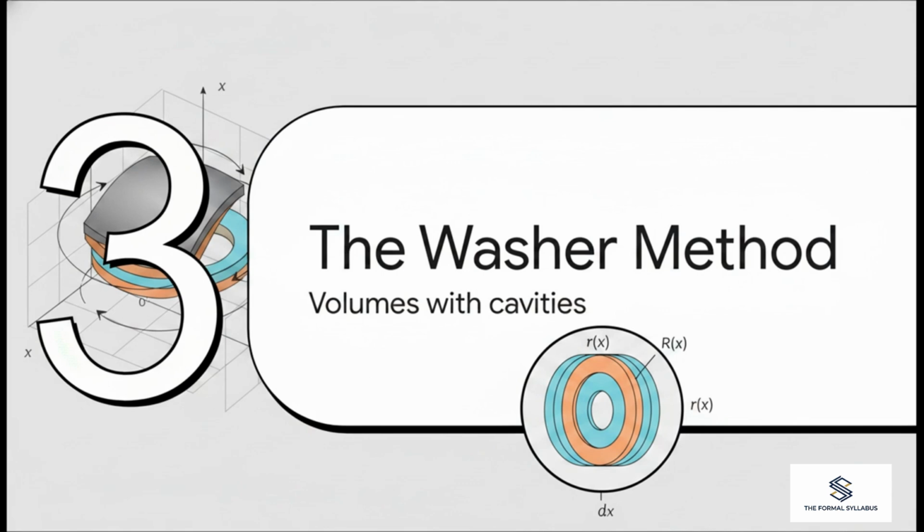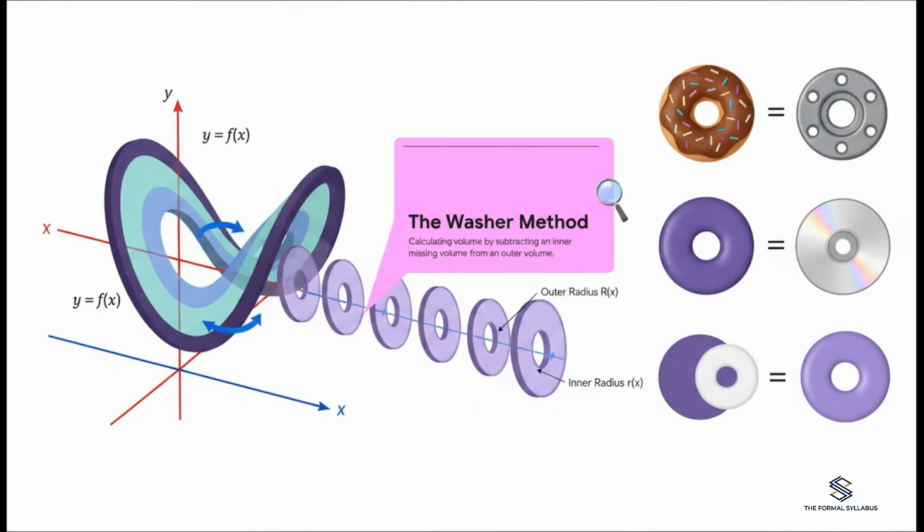Moving right along to section 3, the washer method. Let's talk about what happens when our volumes have cavities. We use this method when our 3D solid has a tunnel or a cavity running right through the inside of it. Think of the shape of a classic donut, a mechanical washer, or an old-school CD. Because of the hole, we aren't slicing the object into solid plates anymore. Our slices now have holes right in the middle. But the calculation is super intuitive. We find the total outer volume, and we just mathematically subtract the empty inner volume.